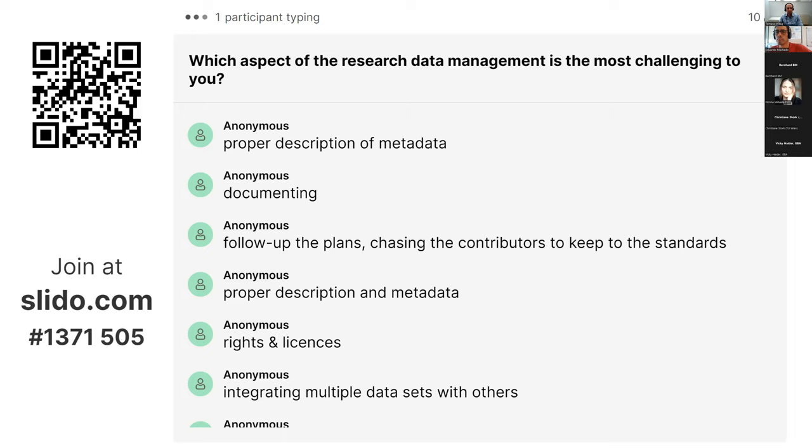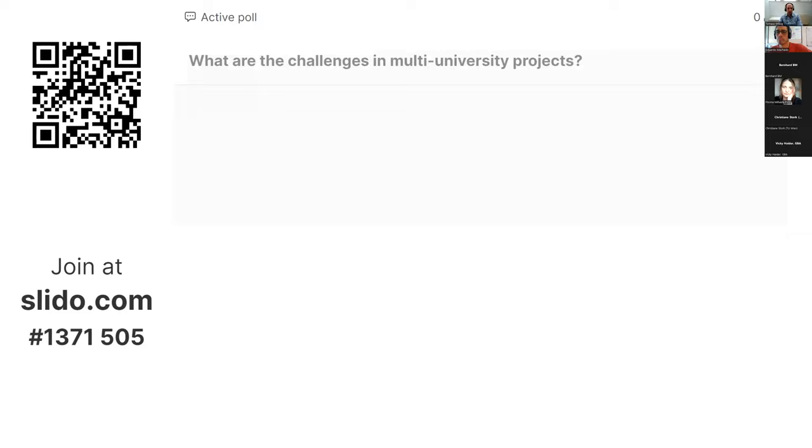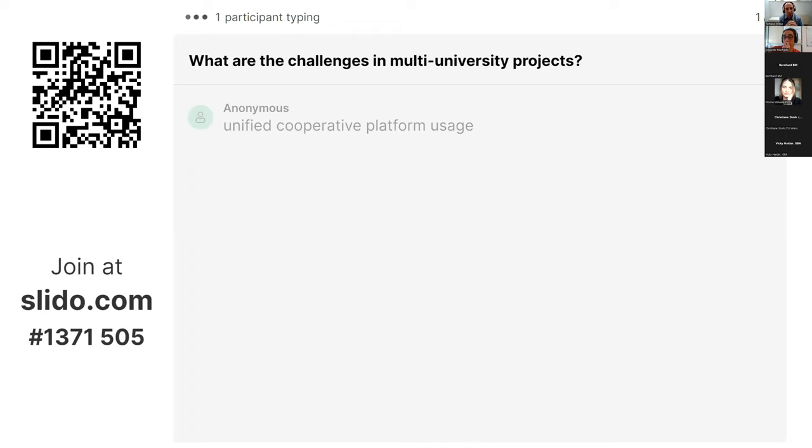Okay, let's move to the next question, the last question for today. What are the challenges in general in multi-university projects? So if you have a project in which several partners are included, not only your group, not only your research group, what is the most challenging thing? And this doesn't have to be about research data management. It can be in general about the collaboration in such a multi-university project.